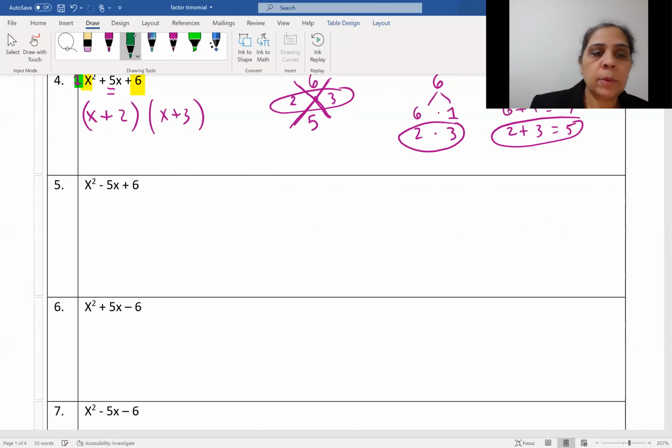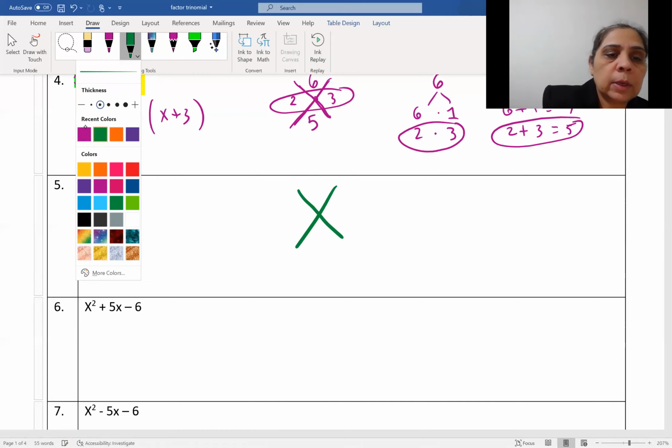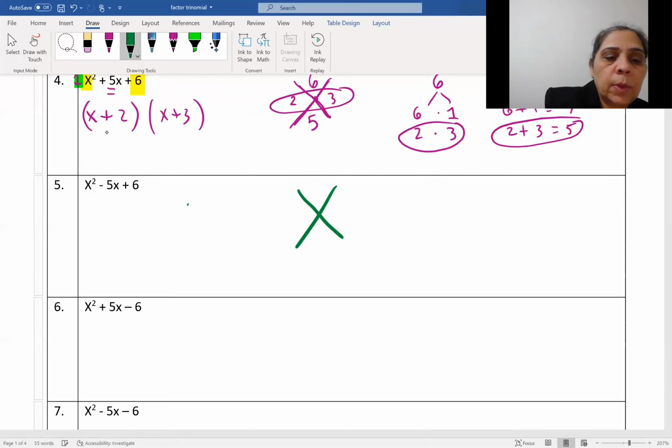We have x squared minus 5x plus 6. We don't have any special case, we don't have a perfect square here. So we can write this cross. The coefficient of x squared is 1, so we will write down the product: 1 times 6 is 6. In the middle term, we have negative 5.